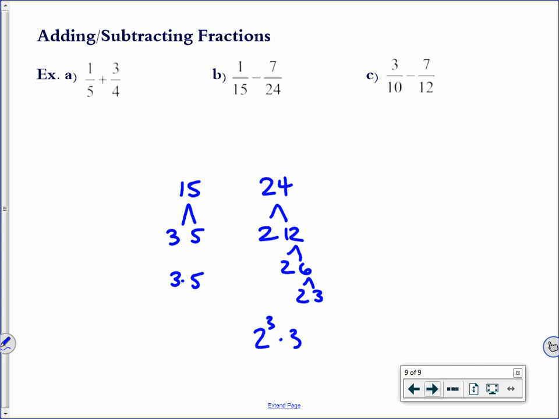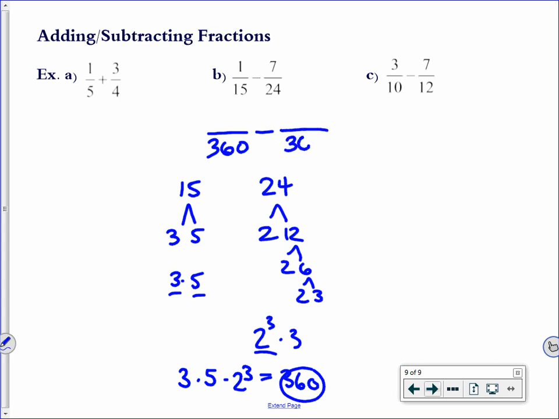So I'm going to pull out every number I see, the most number of times I see it. I see the number 3, the most number of times I see it is 1. In each factorization, it only appears one time. I see the number 5, it only appears one time. I see the number 2, it appears 3 times. And so if I then take out a calculator to figure out what 3 times 5 times 2 to the third power is, I'll realize that it's a large number, 360. So the common denominator here has to be 360.